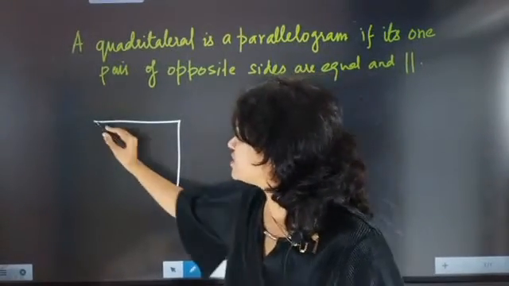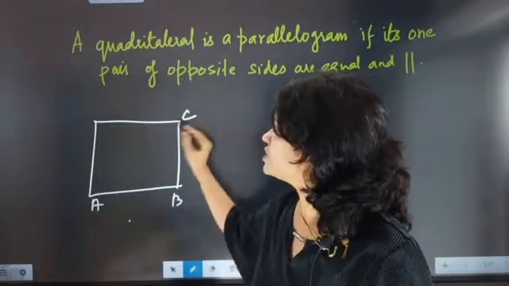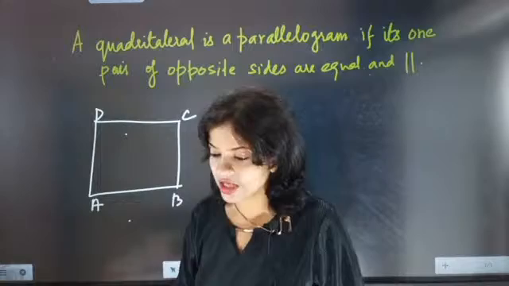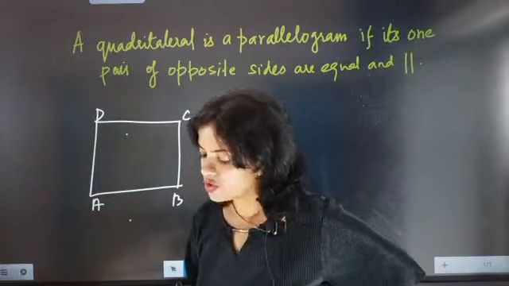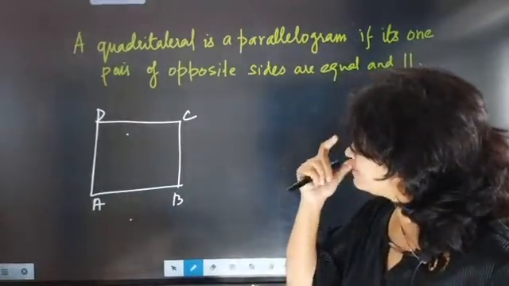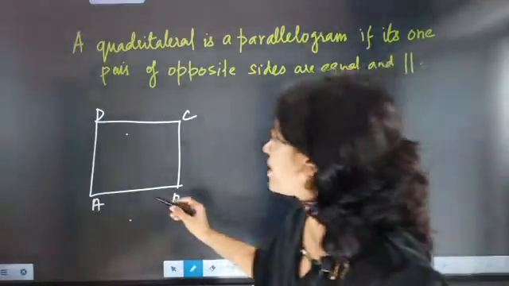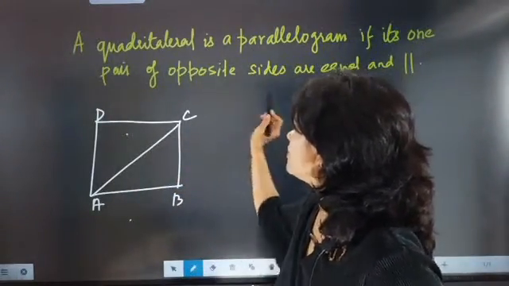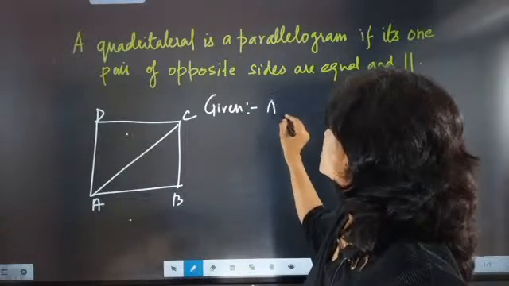So a quadrilateral is there. So we are going to draw a quadrilateral ABCD. Now this quadrilateral will be a parallelogram if its one pair of sides are equal and parallel. So only one side we are going to take equal and parallel. So now what we are going to do? If we are going to take only one side equal and parallel, what is the given section here? That ABCD is a parallelogram. Given is what?